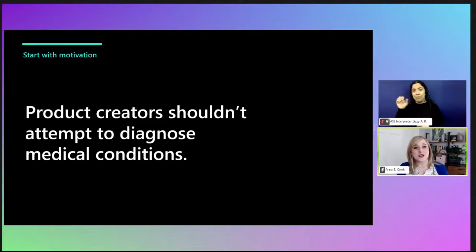It helps us avoid pitfalls which, despite good intentions, result from poor understanding of science or broad assumptions about people with certain medical conditions. In our cognitive guide, we avoid many of those pitfalls by directing away from the impulse to become experts on medical conditions, because product creators shouldn't attempt to diagnose medical conditions.